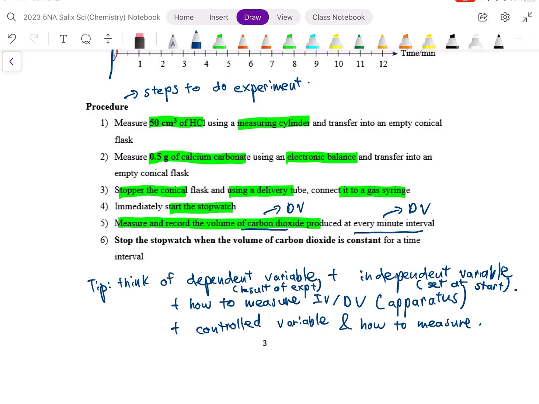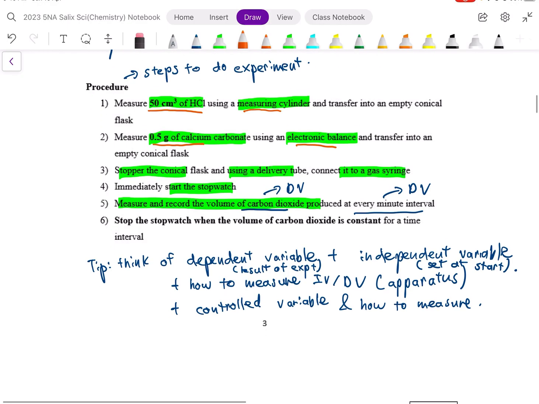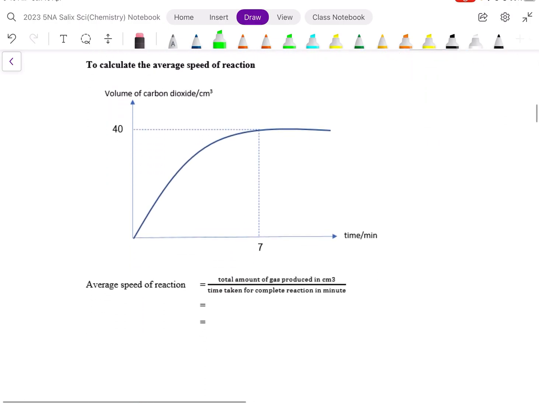The variables, for example, in your experiment: 50 centimeter cube of HCl, measured using a measuring cylinder, then 0.5 grams of calcium carbonate, measured using an electronic balance. You stop the stopwatch only when the volume of CO2 is constant for a time interval. In the end you should get this kind of graph.